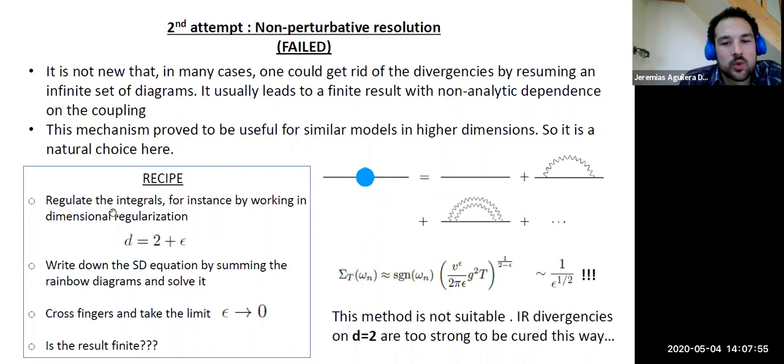So, long story short, computationally you regulate the integrals by the usual dimensional regularization, in this case by extending the dimension to 2 plus epsilon. You sum all these rainbow diagrams to obtain a Schwinger-Dyson equation for the self-energy. You solve it, and of course you take the limit of epsilon going to 0. As you can see here, this is not the correct answer, because the self-energy, and I'm just writing the thermal part, is still divergent. Even though it has a lower degree of divergence, because it now goes like 1 over square root epsilon, it is still divergent. That means that these divergences are too strong in 2 spatial dimensions to be cured this way. But this is a pretty common way to cure this kind of divergence.